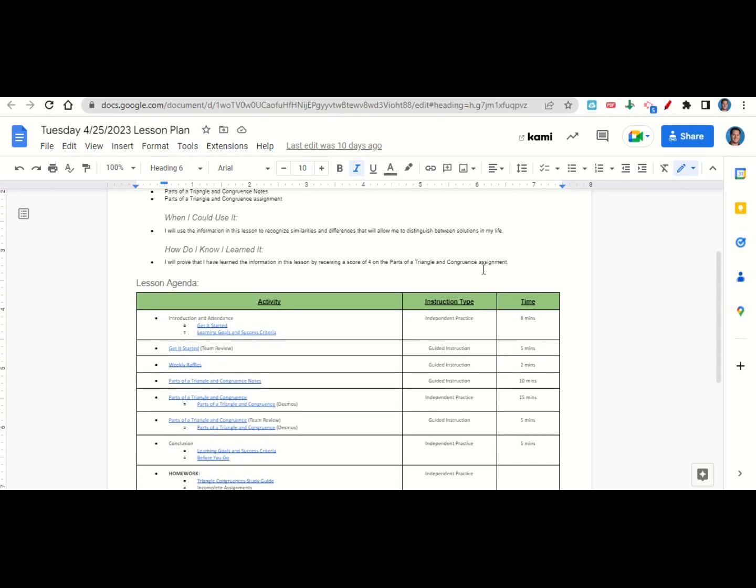After that, we'll go over the parts of a triangle and congruence notes, and then I'll give you time to complete the parts of a triangle and congruence assignment on Desmos. Once you've completed the assignment, we'll go over it together and answer any questions that you may have. At the end of class, we'll go back over our learning goals and success criteria while you fill out your Before You Go. Your only homework for tonight is to continue working on the Triangle Congruences study guide and any incomplete assignments that you may have.